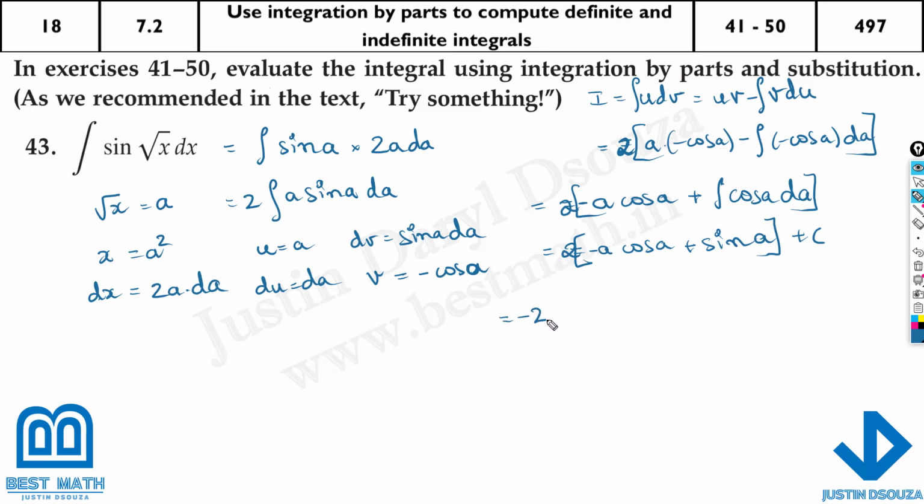So it'll be minus 2a cosine A plus 2 sine A plus c. It's not over yet. Why? See, it's almost done. This 2 is taken care of. Everything is done, but we need to put back what was A. Here A is assumed to be square root x. So the answer will be minus 2 square root x cosine square root x plus 2 sine square root x plus c. So this must be the final answer.